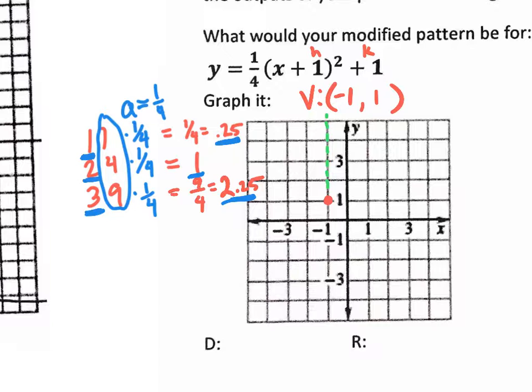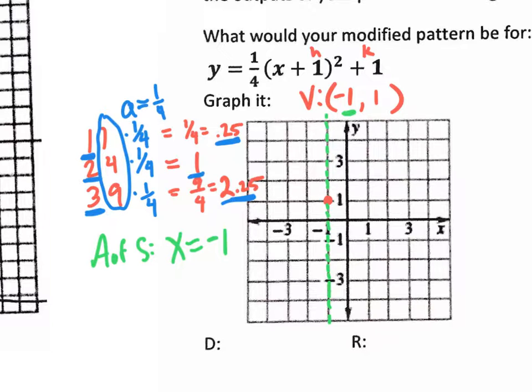Let's draw our axis of symmetry. So once we get some coordinates right here, we'll be able to reflect it over to the other side of that axis of symmetry. Might as well state the axis of symmetry equation, which is x equals the x value of your vertex, which happens to be -1. And now let's use the pattern.